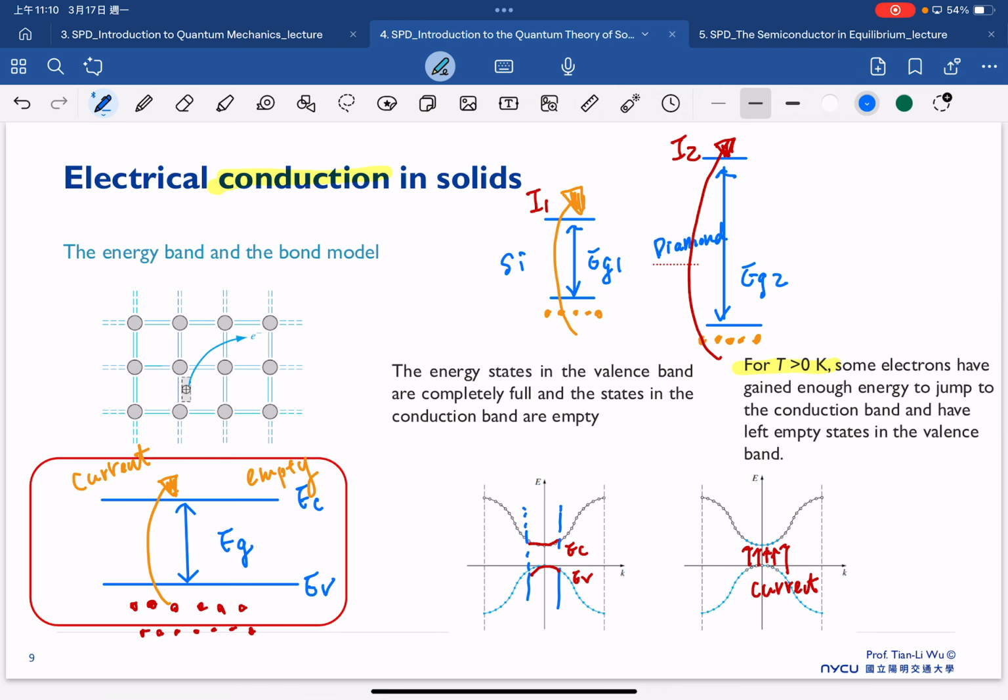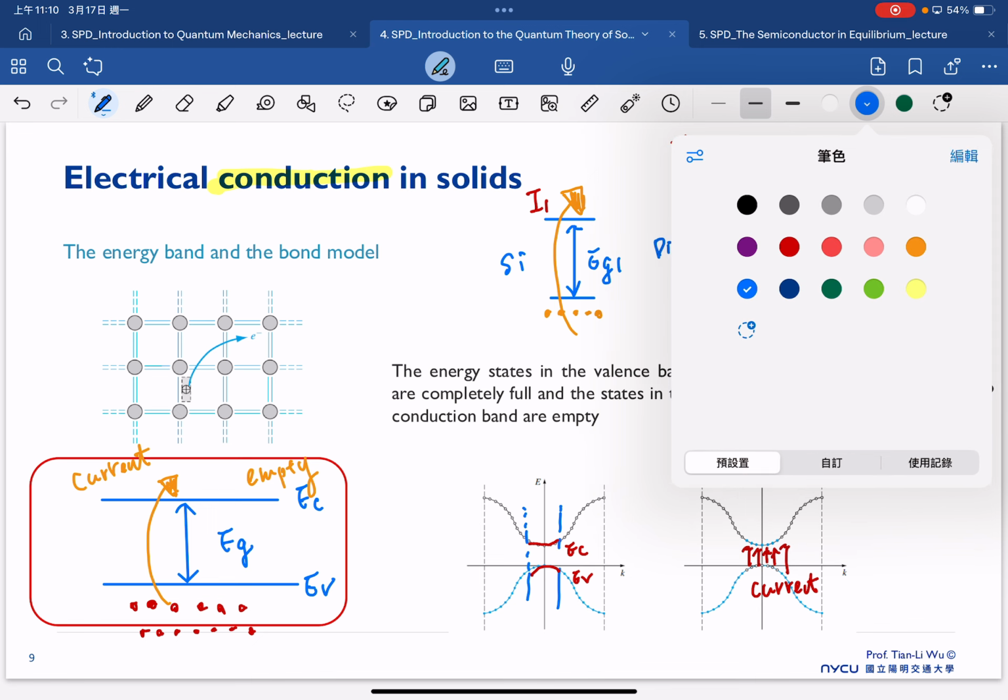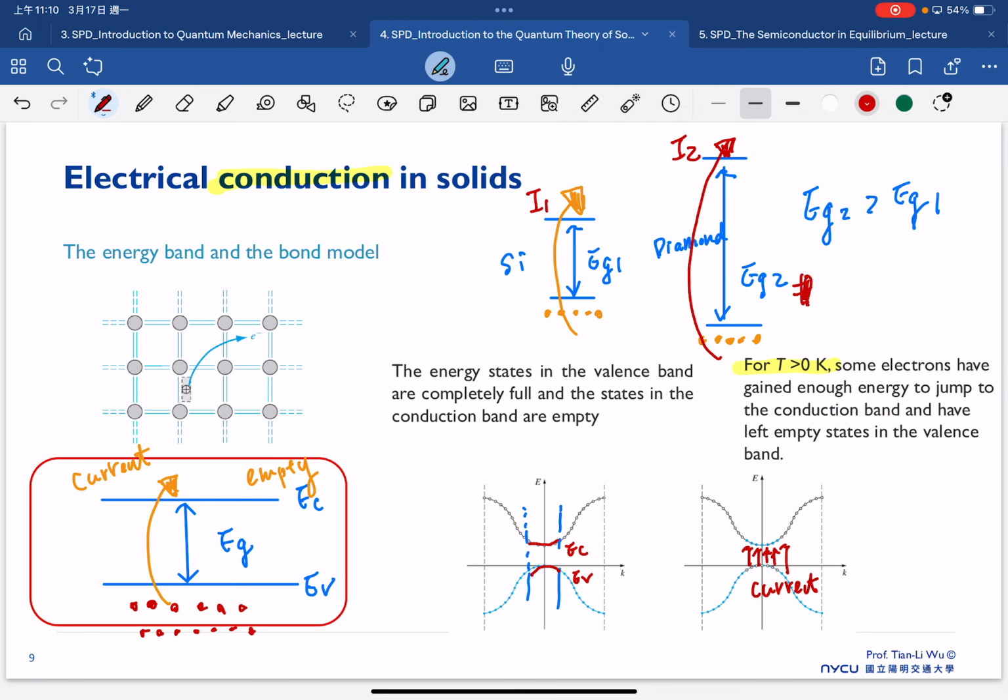Without knowing any material property or any very complicated physics, from this illustration we can already know EG2 is larger than EG1. But this also means the electrons need to overcome such a big band gap to reach the other side. Definitely it is much more difficult, and the probability is much lower. So we can expect the current I2 must be smaller than I1, right?